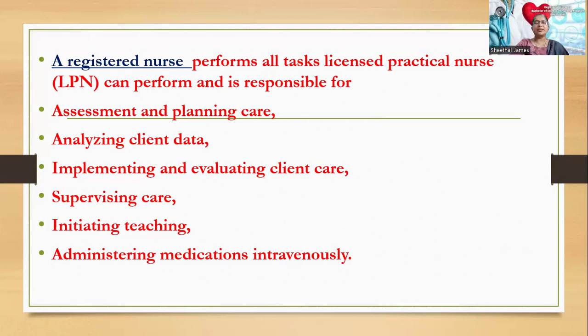So a registered nurse can perform all the tasks performed by a licensed practical nurse or even UAP if no unlicensed assistive personnel is available. Plus, they can do all the steps in the nursing process. That is assessment and planning, analyzing, implementing and evaluating, and then supervising, initiating teaching. Okay, so health education is initially given by the registered nurse, then administering medications intravenously. So these are the functions of a registered nurse.